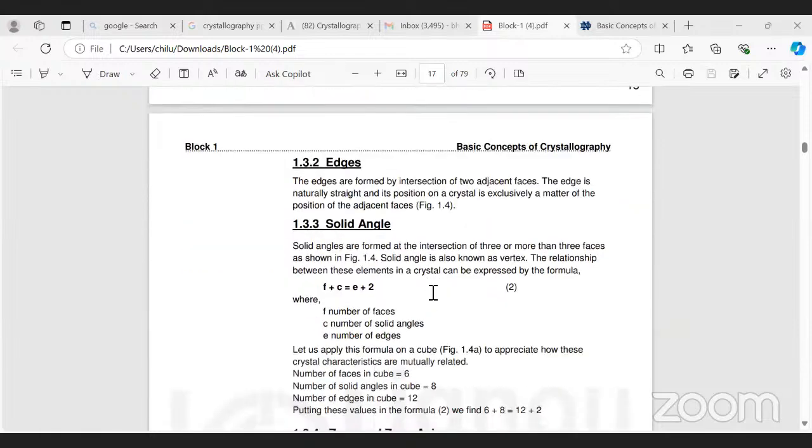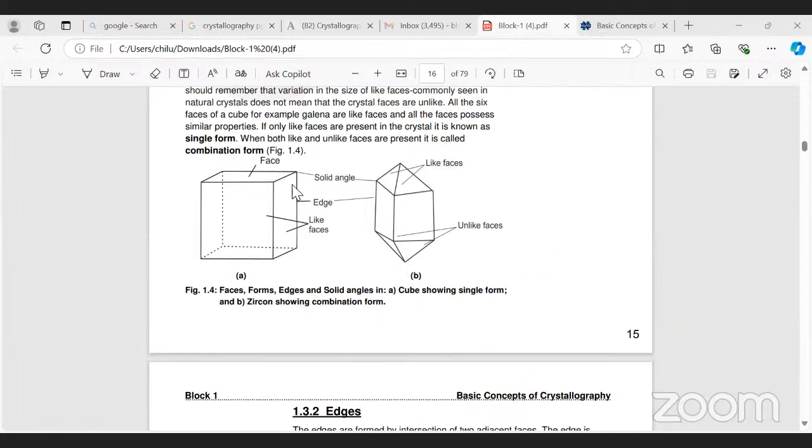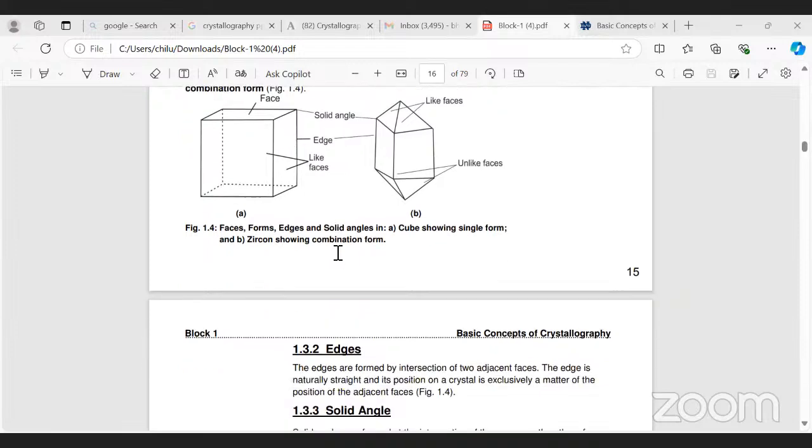So the next one is the edge. Yes, this line. You see here one face, and this is one face. There are two faces joined here, intersecting the adjacent faces. The line is indicating the intersecting or joining of two faces. The line it is indicating is known as an edge.